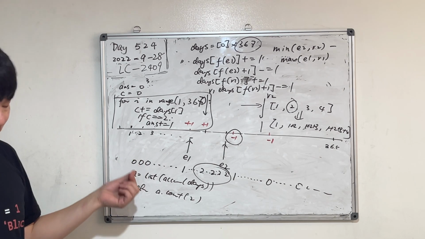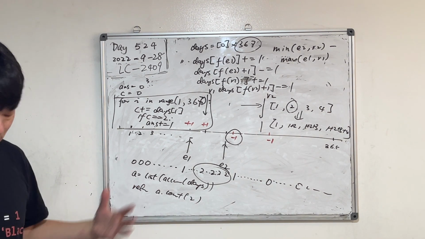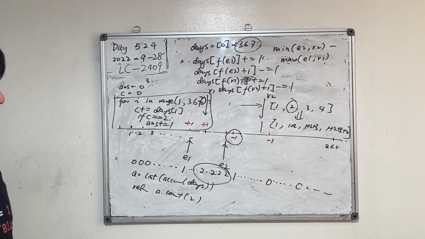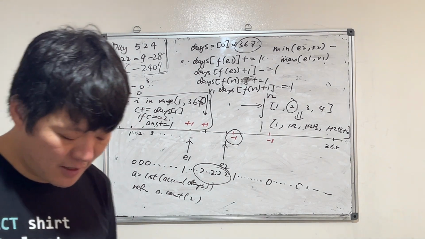Okay? Both approaches take O(1) time and O(1) space because this is a bounded problem. Okay, there are only 12 months, 365 days. Okay, that's it for today.